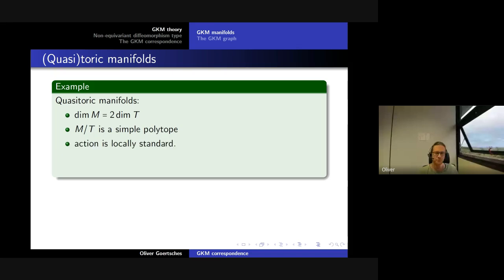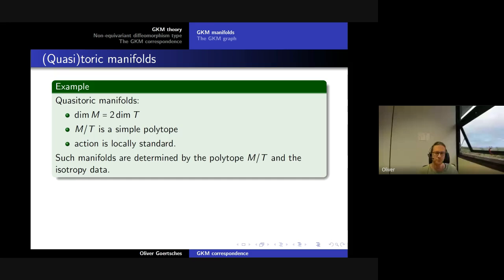And moreover, one assumes in this theory that the action is locally standard. So this definition will not play any role later on. This just means that locally, the action looks like some open subset of the standard T^n action on C^n. In particular, this implies that all the isotropy groups are connected. But not so important, some technical assumption here. And then the statement is that such manifolds are determined by this orbit space, which is a polytope, and the isotropy data.